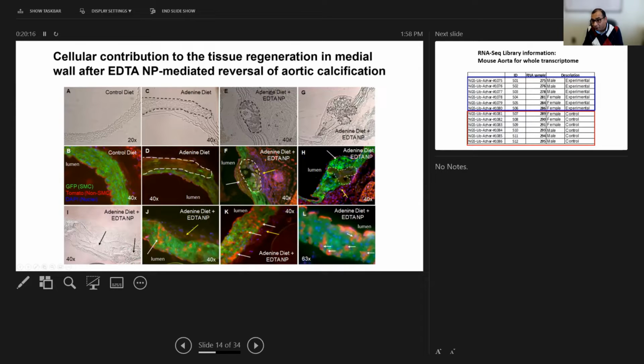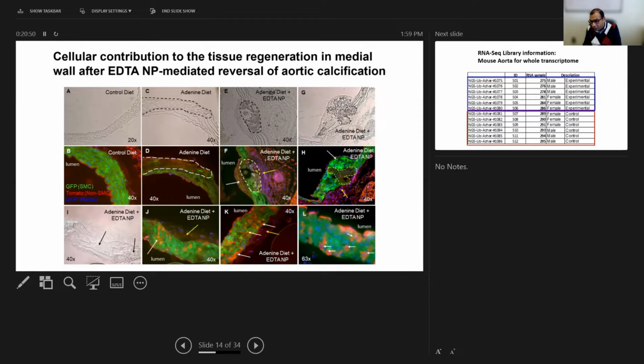On the other hand, we have also found there are cells which are actually smooth muscle derived because they are still green in color, but they don't quite look like smooth muscle cells. They actually look like cartilage. So there are a lot of cartilage-like cells derived from smooth muscle cells that are also part of this healing complex. You'll have a lot of these cells coming and trying to fill those gaps where the calcium once resided. So we're thinking that this EDTA nanoparticle is not only decalcifying the tissue, but it's also activating the system, which is probably supplying cells to heal those parts.